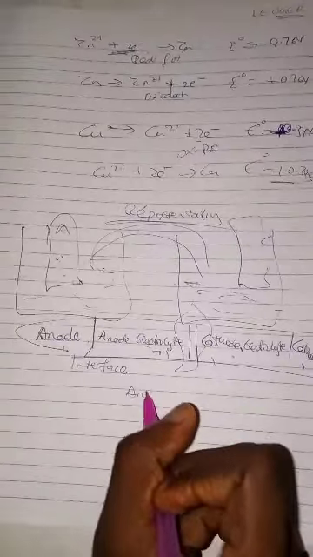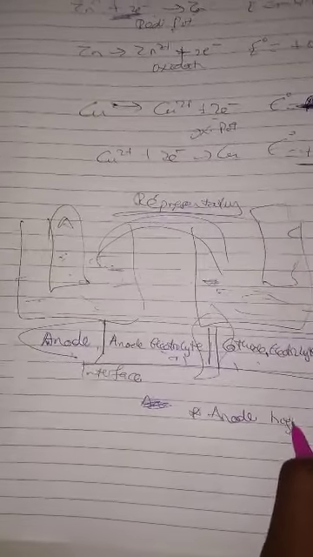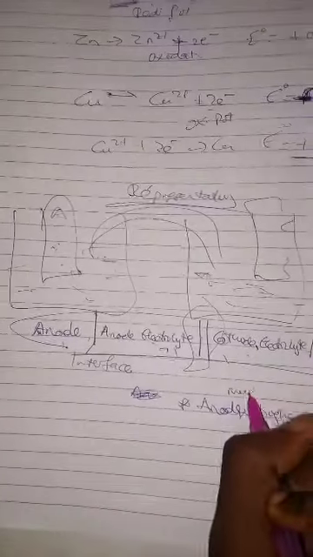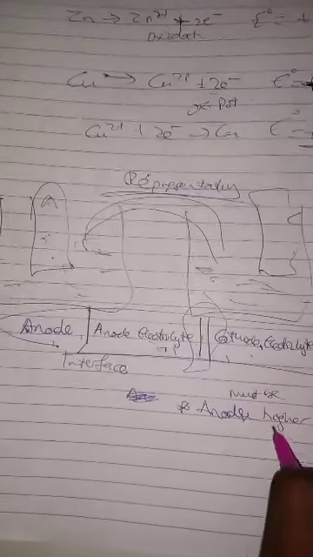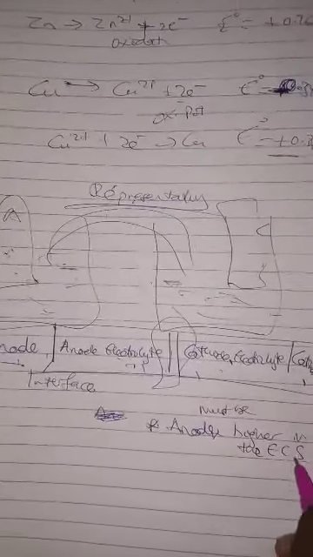So let's move on to the calculation of standard cell potential. The first thing you should identify is your anode, and then your cathode. For a cell to be spontaneous, your anode must be a metal that is higher in the electrochemical series.